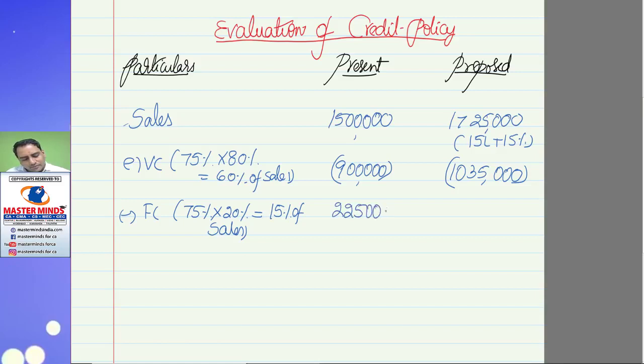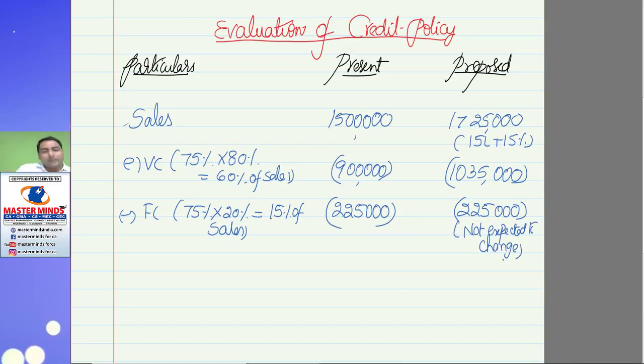$2,25,000. So they are saying that it is not expected to change, and the same fixed cost should be taken. It is the key point here. Few people take 15% of sales. Therefore, 17,25,000 into 15%, 2,58,750. So instead of taking 2,25,000, 2,58,750 is recorded there.